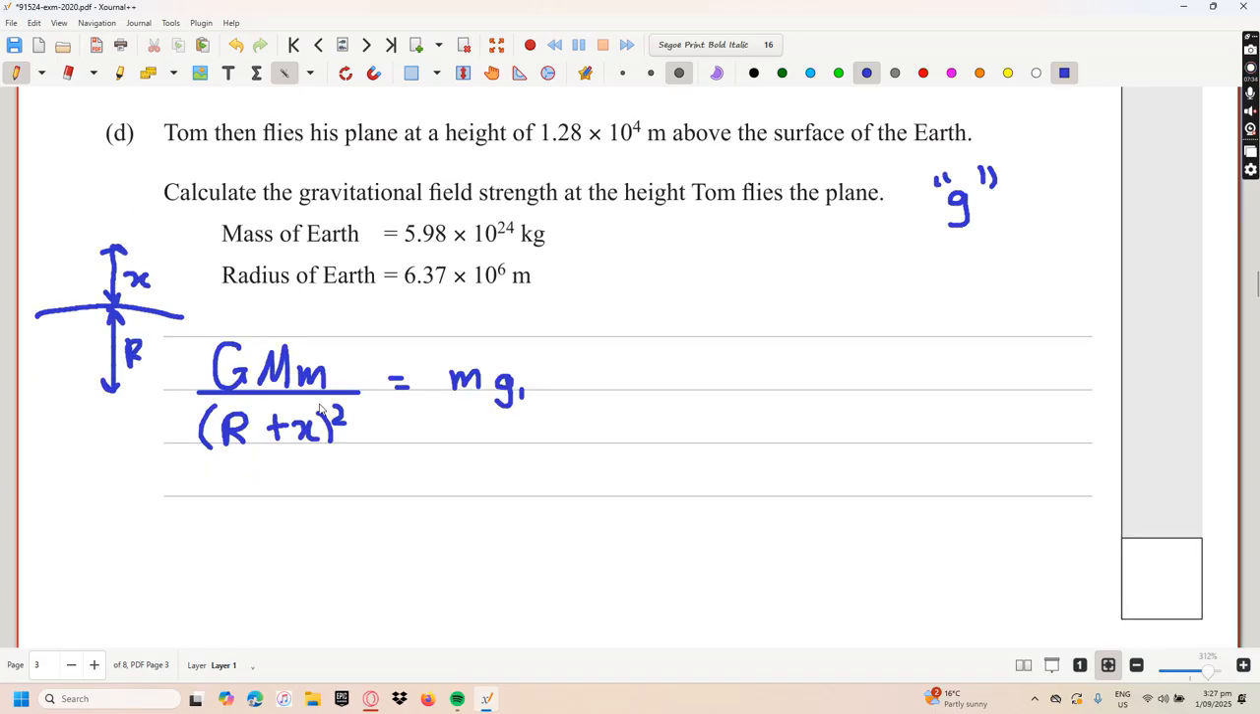at this height. Again, the masses cancel, and we're left with g1 equals big G, mass of Earth, divided by (R plus x) squared. Subbing our numbers, 6.67 times 10 to the minus 11 times the mass of Earth, which is 5.98 times 10 to the 24, divided by the radius of Earth, which is 6.37 times 10 to the 6, plus 1.28 times 10 to the 4 on the bottom. Square that, and you should get 9.79 newtons per kilogram.